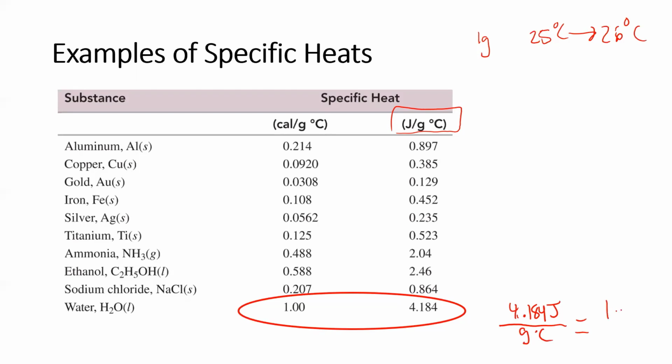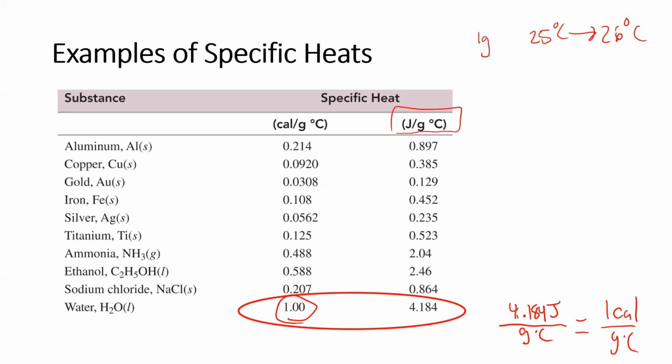That's equal to 1 calorie per gram degree Celsius. Why? Well, because that is a nice clean reference point, and that's what they use as an equivalent form of energy. 1 calorie is 4.184 joules. Now, the one thing I want you to notice is water has a really high specific heat. If you look at all these other substances, they're much lower, right?